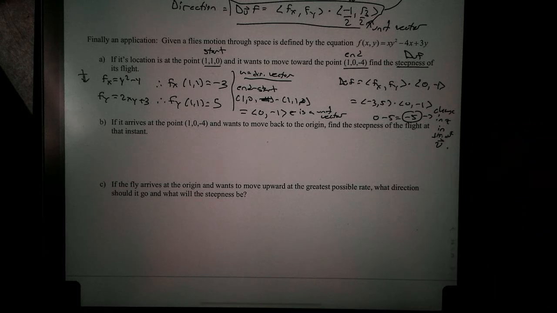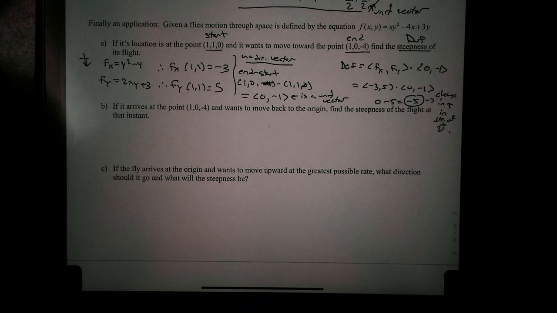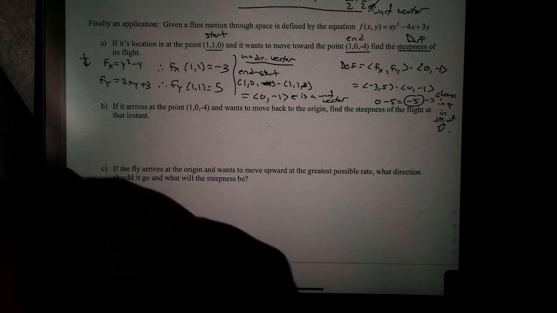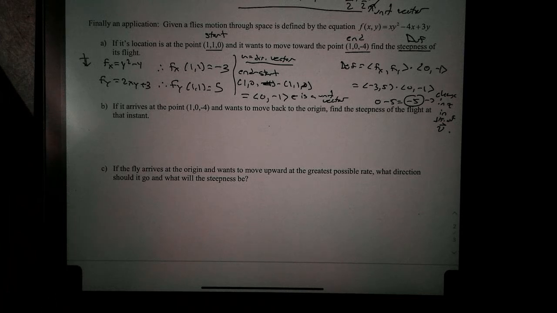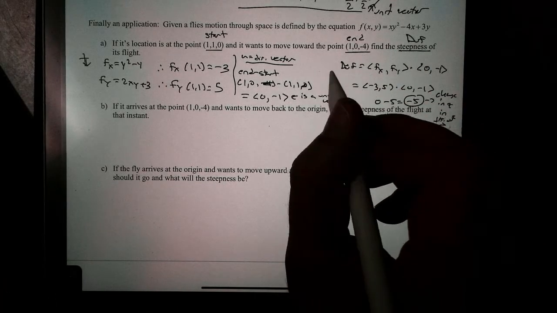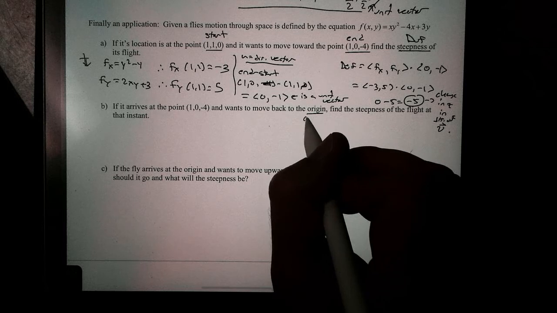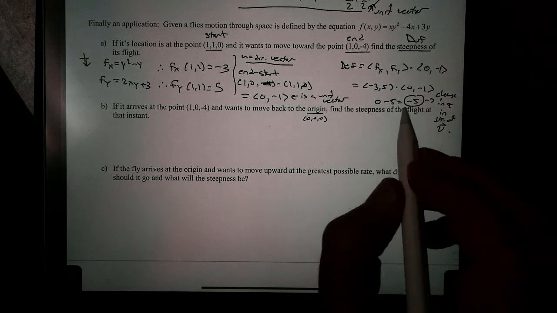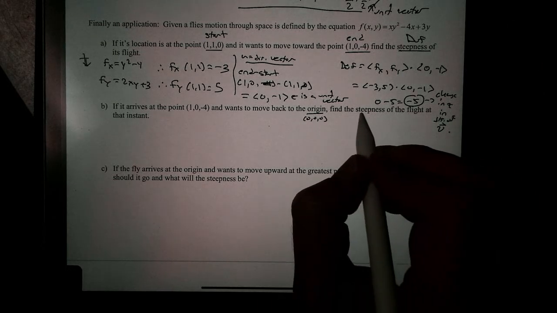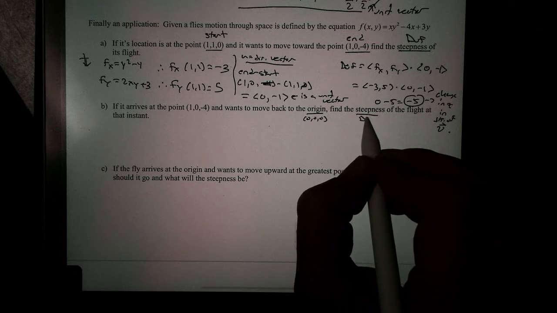That's the direction of u. So, very easy to do. So let's take a look at another one. Alright, the same fly, it has now arrived at the point (1, 0, -4), and it wants to move back to the origin. Now we know the origin has the coordinate (0, 0, 0). Again, we want to find the steepness of the flight at that instant. So again, we're looking for D_u f.